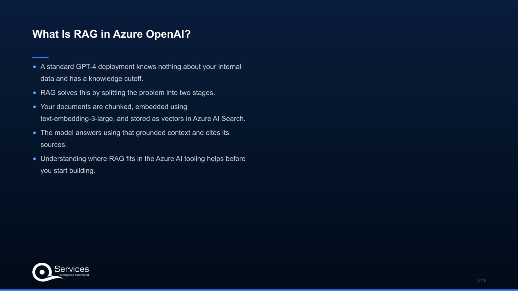Understanding where RAG fits in the Azure AI tooling helps before you start building. Our comparison of Azure AI Foundry versus Azure OpenAI Service explains how Foundry adds orchestration, evaluation, and safety tooling on top of the base OpenAI service, which matters for production RAG systems that need quality gates.